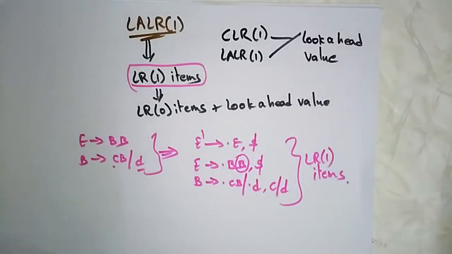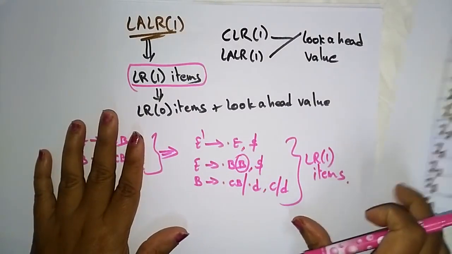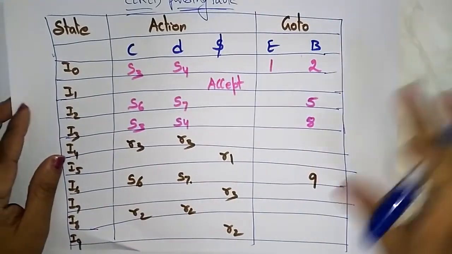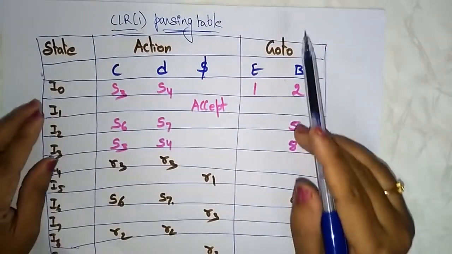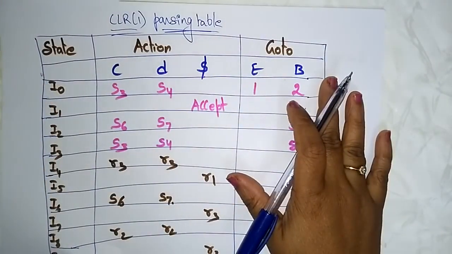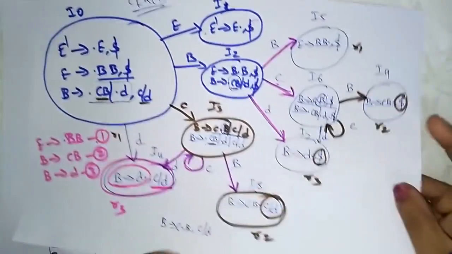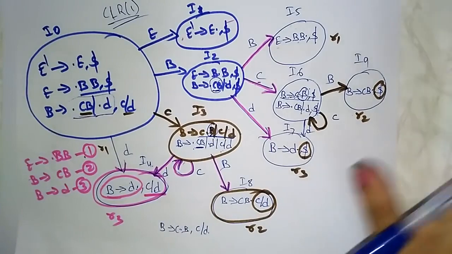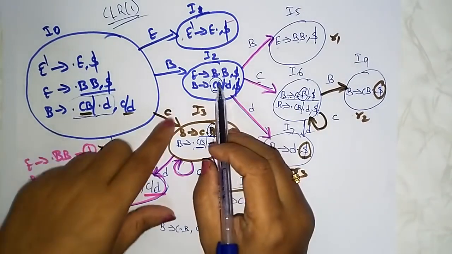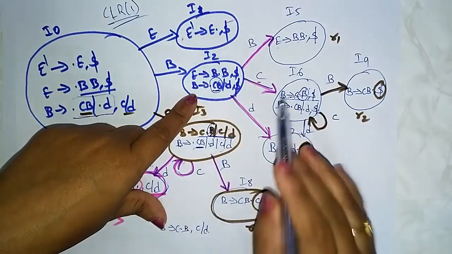Let's construct the table first. Converting the CLR table to LALR: this is the table for CLR. Check the states having the same productions and different look aheads. For constructing the LALR table, you have to check where the production is the same and the look ahead value is different. Check which states have the same productions and only the look ahead values are different.